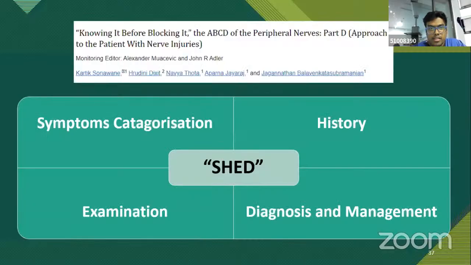So what next? This is an article by our own Balavenkat sir and the others from Ganga Hospital, who devised a management and diagnosis protocol for what to do next if a patient develops a nerve injury post-block. It covers symptom categorization, history, examination, diagnosis, and management, which they have called SHED.